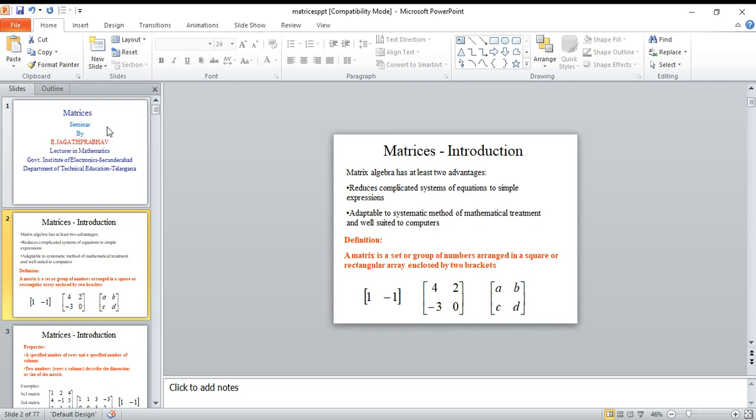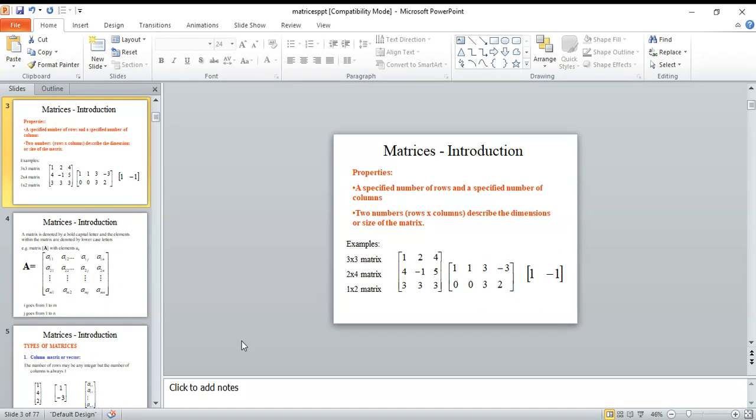4 2 is one horizontal line, and minus 3 0 is the second horizontal line. Vertical lines: 4 minus 3 is a vertical line called a column, and 2 0 is the second column. Horizontal lines are rows and vertical lines are called columns.